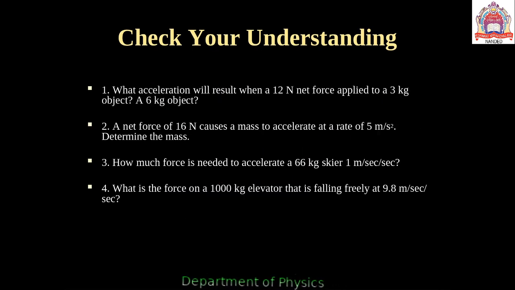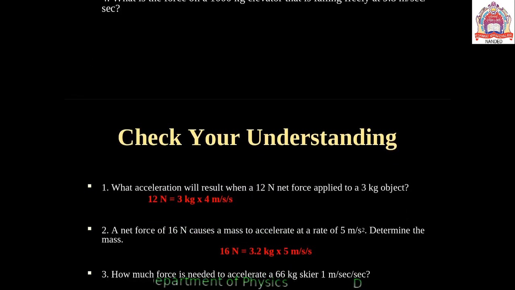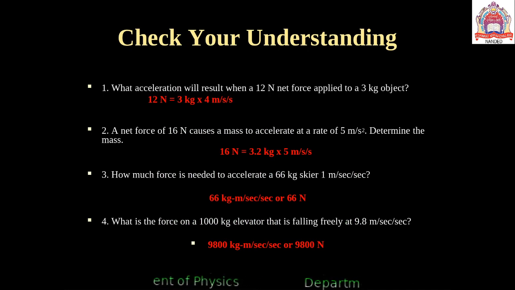The first problem: what acceleration will result when a 12 Newton net force is applied to a 3 kg object, a 6 kg object? So the answer is 12 N is equal to 3 kg into 4 meter per second per second. Similarly, there are three problems where we are calculating the 9800 N, 6060 N and 3.2 or 16 N. So these are the examples with their solutions.